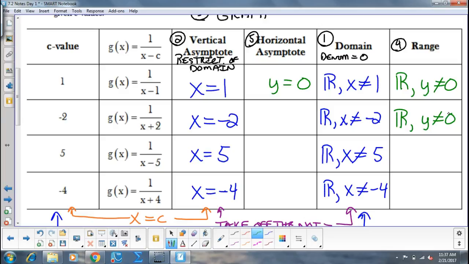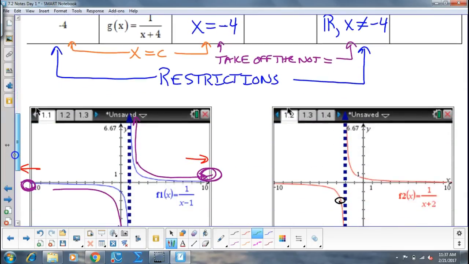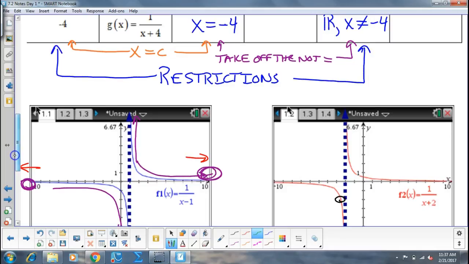At the ends, what's my function doing? At the ends, what's my function approaching? So on the right side, it's approaching 0 from above. Left side, 0 from below. Right? So what's my horizontal asymptote? Y equals 0.